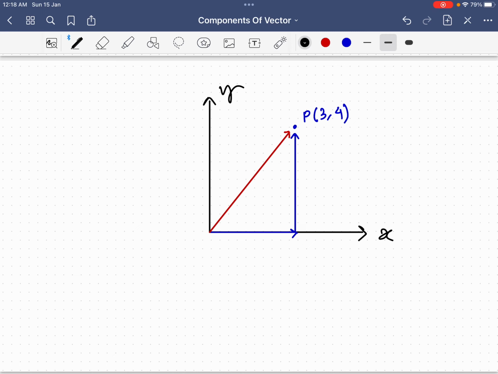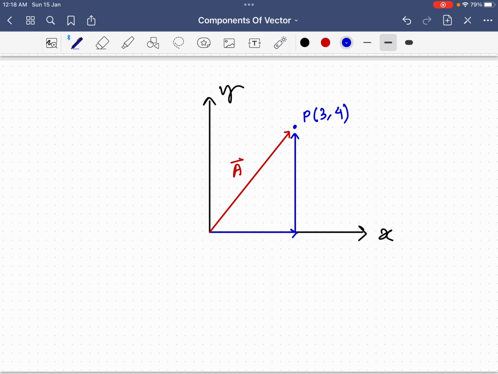We will not talk about that. So जो डायरेक्ट इस पॉइंट से हम इस पॉइंट को जा रहे हैं, this is called your position vector. Say A is your position vector.